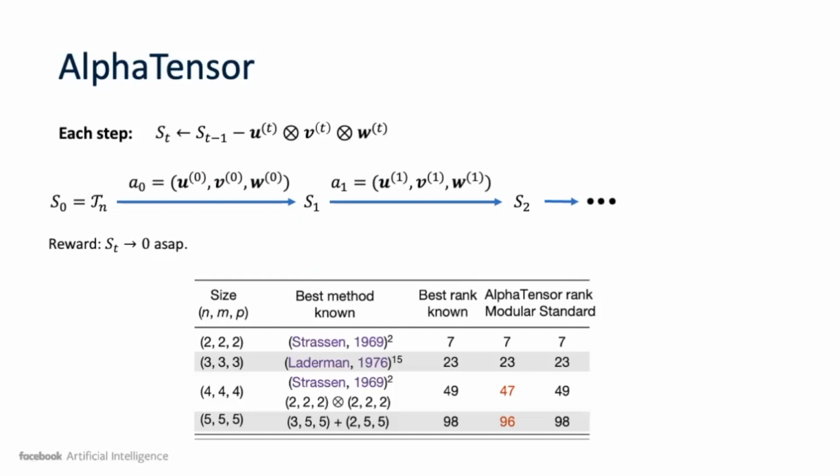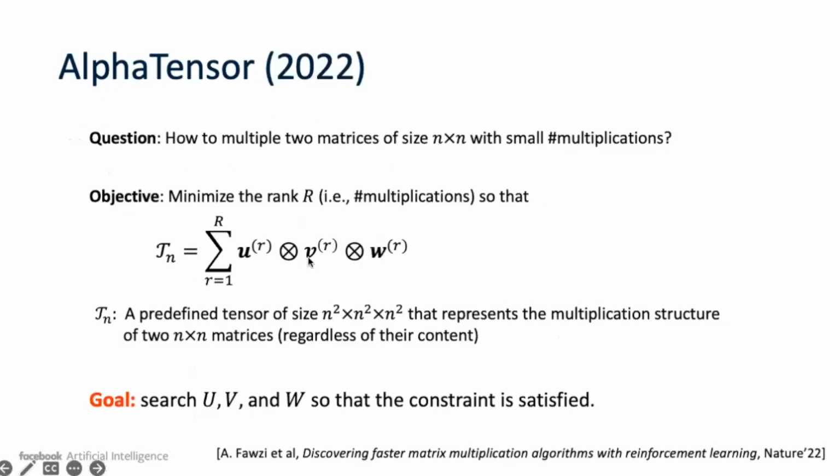The dimension of S here is equal to the dimension of T_n, and T_n is a third order tensor. If you come back here, you have n squared by n squared by n squared. For n equal to 2, it becomes 4 times 4 times 4, which is 64 dimensional. So it's dimension 64. But there are lots of combinatorial structures there, so the search space is basically exponential.